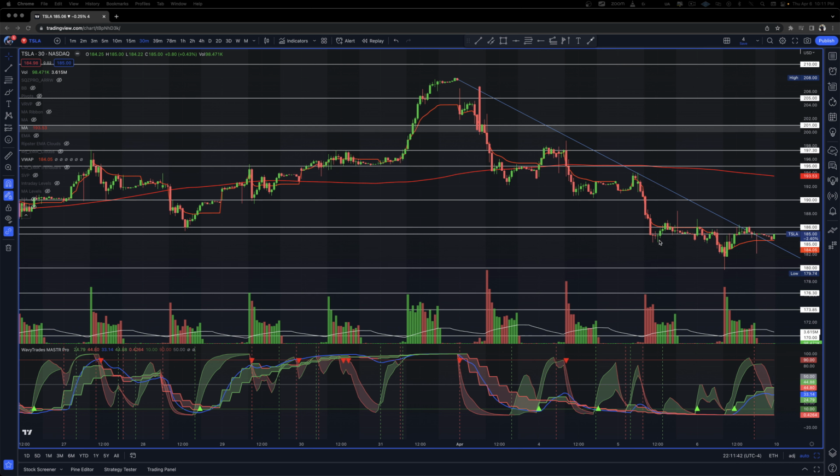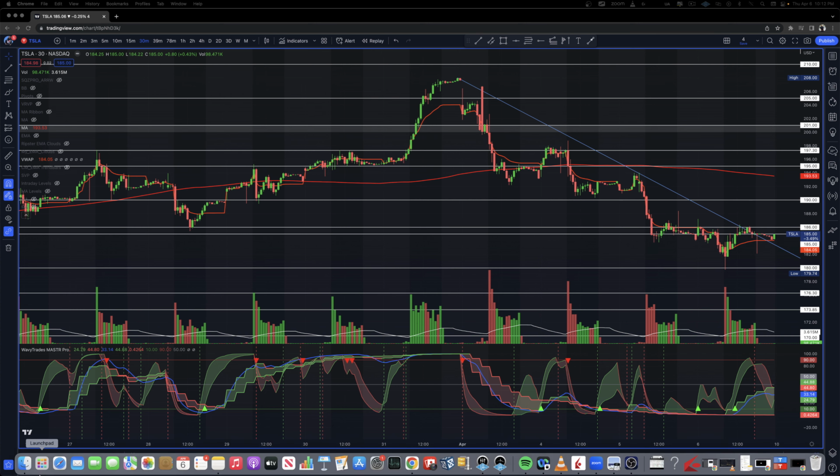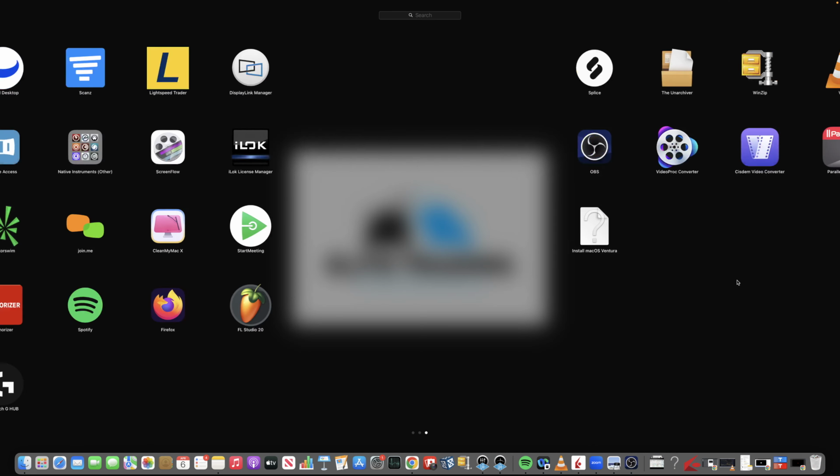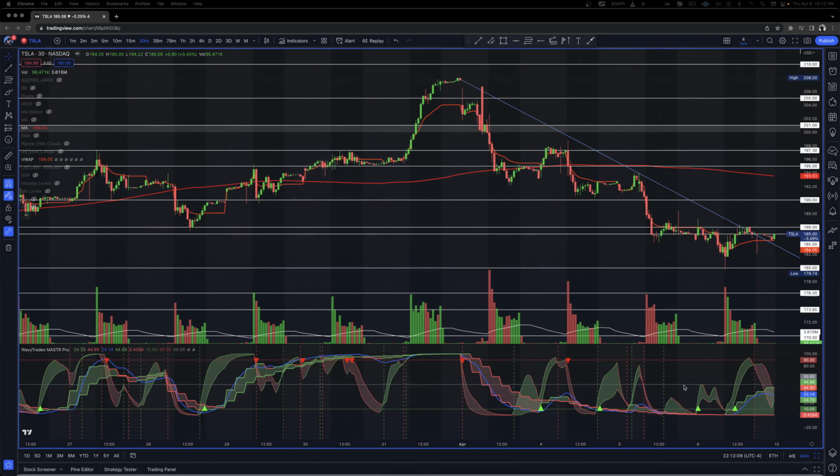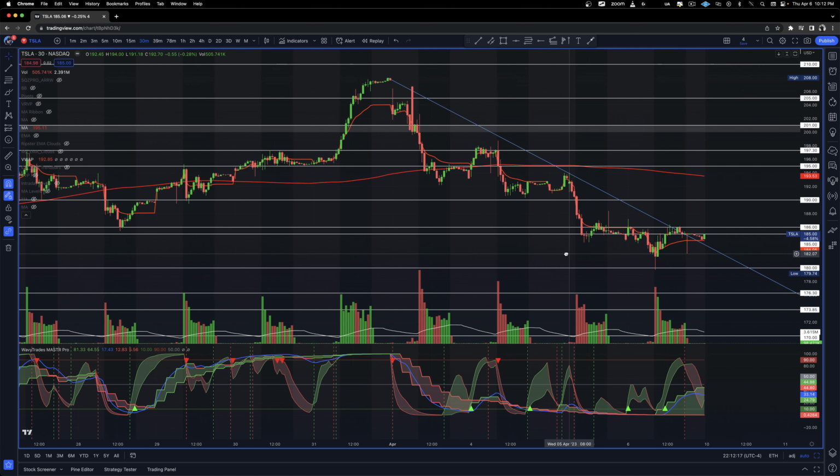Just want to introduce this WavyTrades MASTR Pro indicator. It's a very helpful indicator for day traders, scalpers, swing traders, even investors, people that like to do leaps or whatnot. And I just want to give you a quick overview of the indicator, just so you could get a grasp on how it could really help you out with your trading.